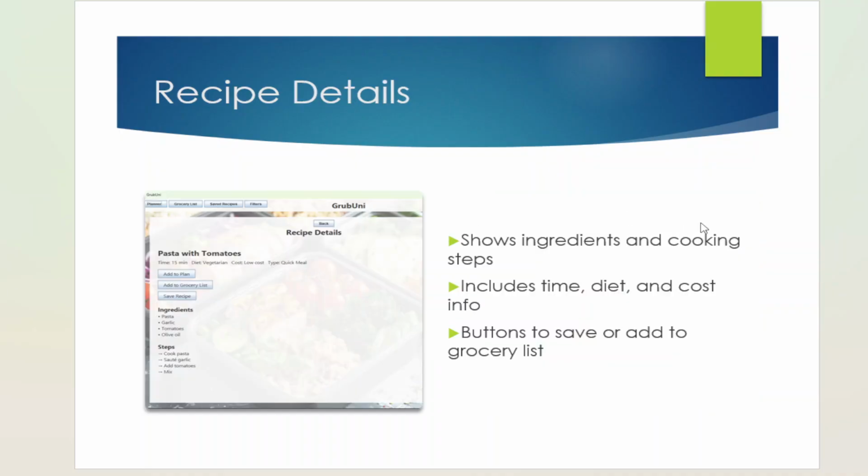So this is the recipe detail screen. It shows ingredients and the cooking steps. It includes the time, diet, and the cost information. And we also have buttons to save and to add to the grocery list.